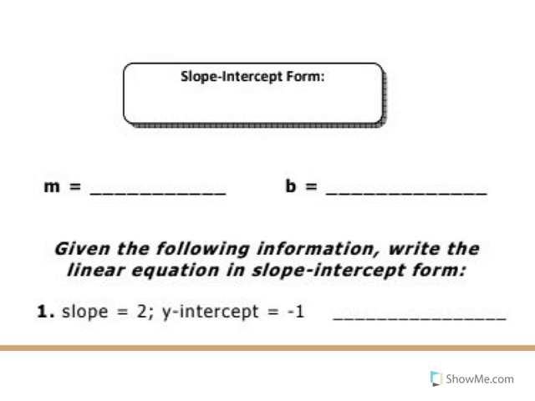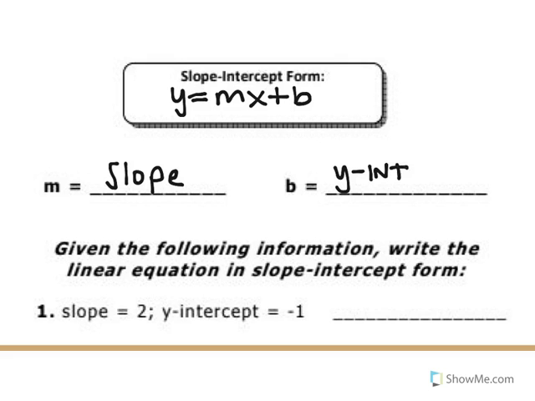So I just want to quickly go over, we all know what slope-intercept form is. We have our y equals mx plus b, and then the m stands for the slope of the equation in our line, and the b actually stands for the y-intercept. This is where it crosses the y-axis of our graph. Okay, so m always stands for slope, b always stands for y-intercept.